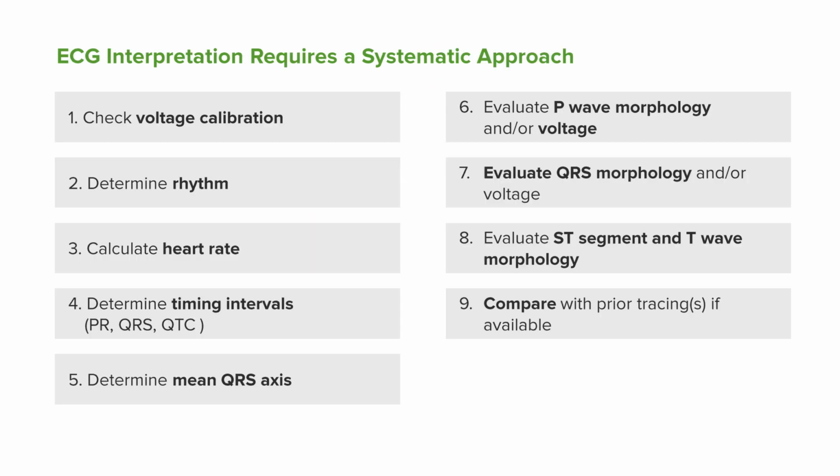So how to interpret? There are 9 steps to interpret an ECG. The first thing, we should always check the voltage calibration, because if it is wrong, every calculation will be wrong. Then we determine the rhythm of the ECG, the rate, and timing intervals. Each interval has its own implications. Determine the mean QRS axis. Then P wave morphology, and evaluate the QRS morphologies. Evaluate the ST elevations and T wave morphologies, and then you will always have to compare with the previous ECG.